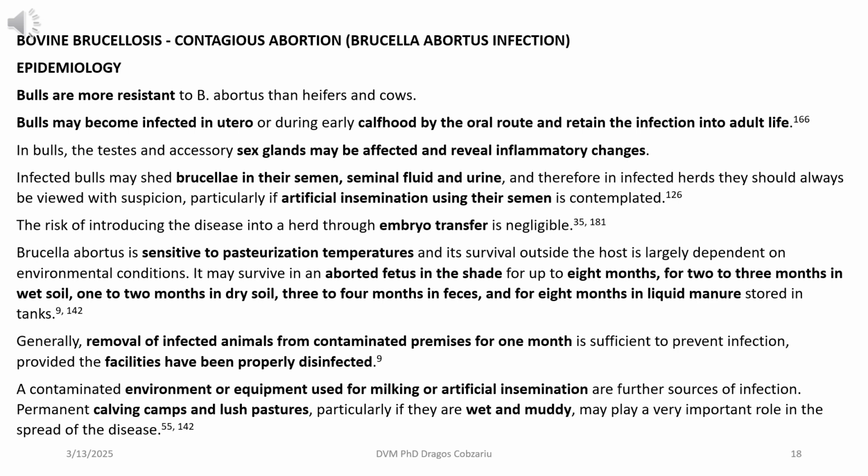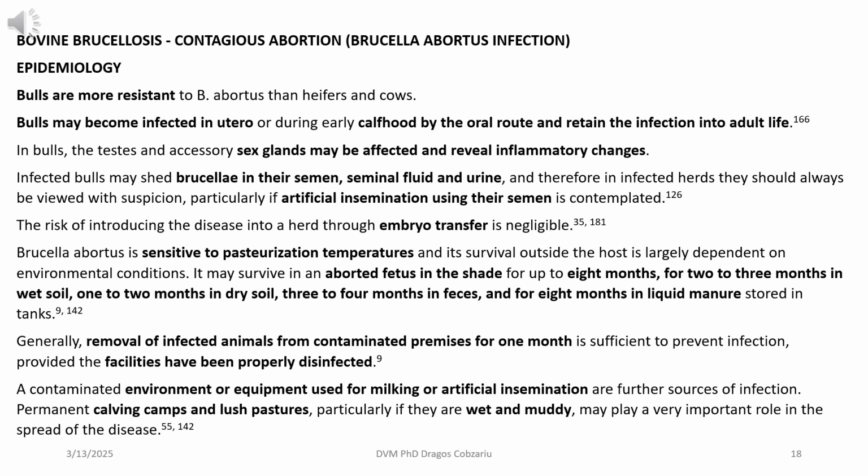Brucella abortus is sensitive to pasteurization temperatures, and its survival outside the host is largely dependent on environmental conditions. It may survive in an aborted fetus in the shade for up to 8 months, for 2 to 3 months in wet soil, 1 to 2 months in dry soil, 3 to 4 months in feces, and for 8 months in liquid manure stored in tanks.